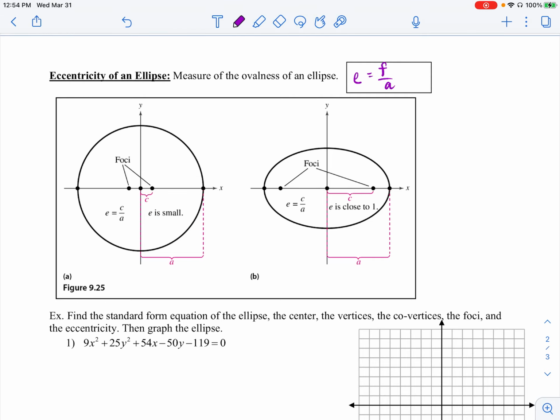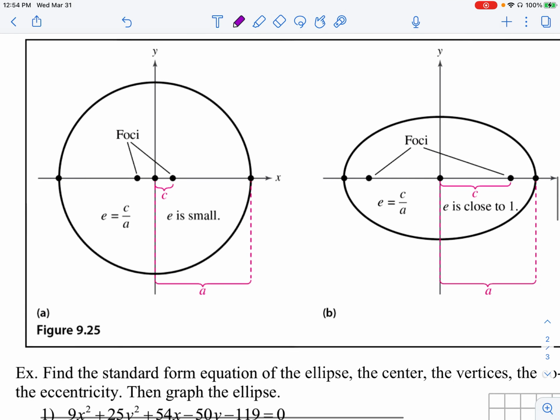Well, what does that look like here? Let's take a look at this particular ellipse. The textbook uses C, I'm just going to rewrite that as F for both. Compare F to A in this case, if that is our eccentricity. We see here that our F value is fairly small. It looks like it's approximately 1/5 of the distance of A.